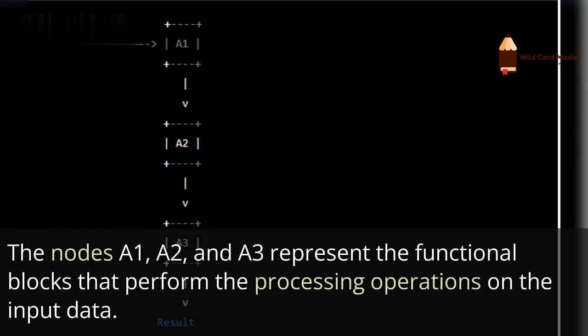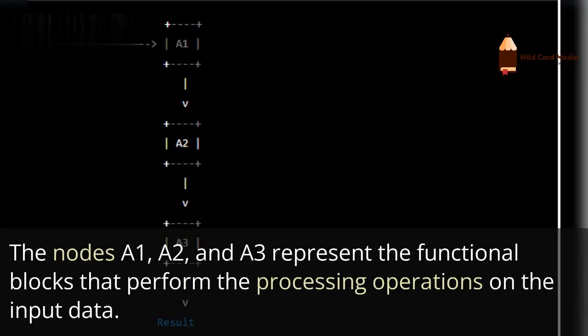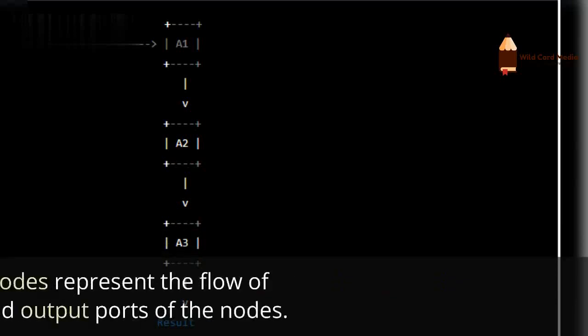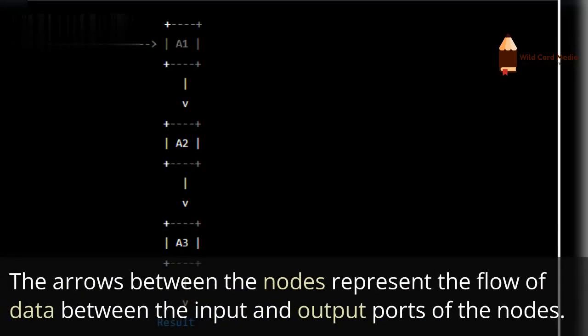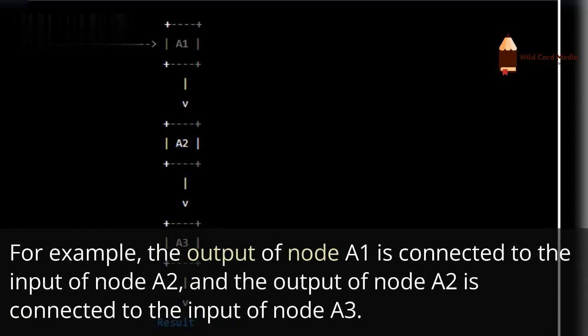The nodes A1, A2, and A3 represent the functional blocks that perform the processing operations on the input data. The arrows between the nodes represent the flow of data between the input and output ports of the nodes. For example, the output of node A1 is connected to the input of node A2, and the output of node A2 is connected to the input of node A3.